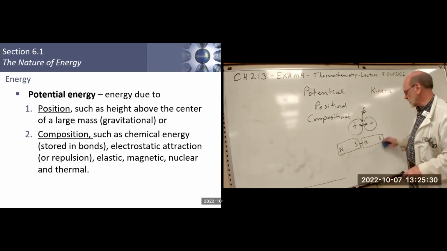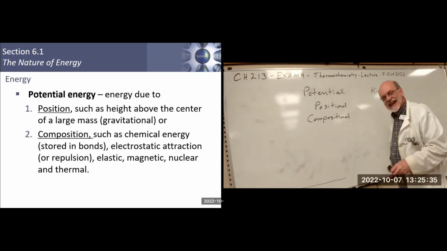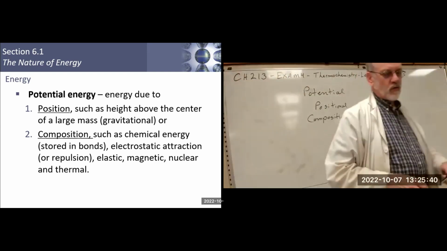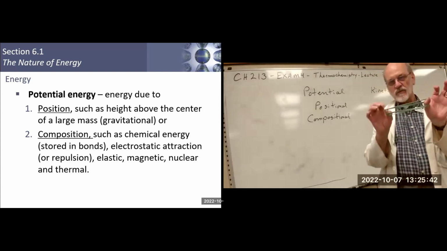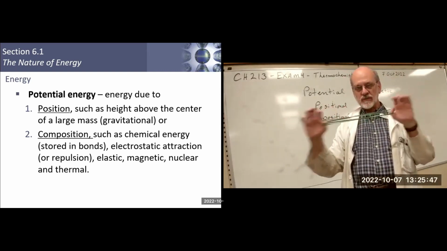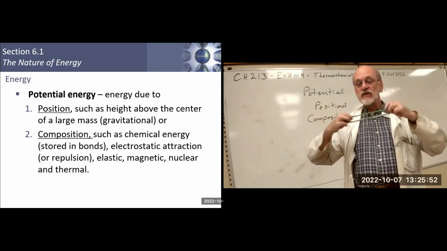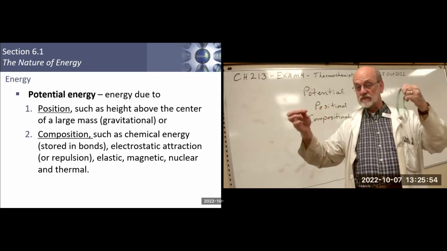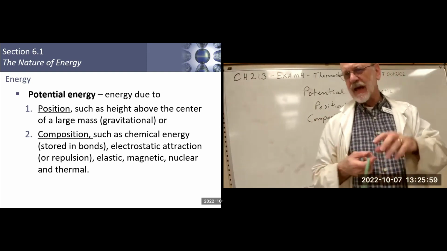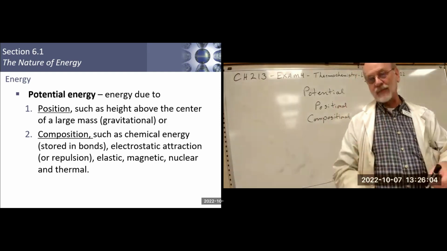Other types of compositional: elastic. Elastic potential energy. Think rubber bands, right? This rubber band. If I stretch it, I'm putting energy into it because I'm expending energy to get it to this position. All I have to do to get the energy back is let go, and the energy comes back. That's elastic potential energy. Now, there are lots of different types of elastic potential energy. This is just one example.